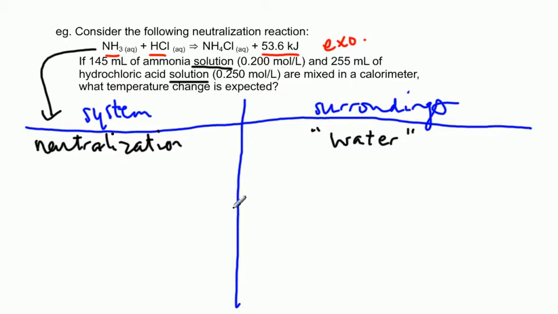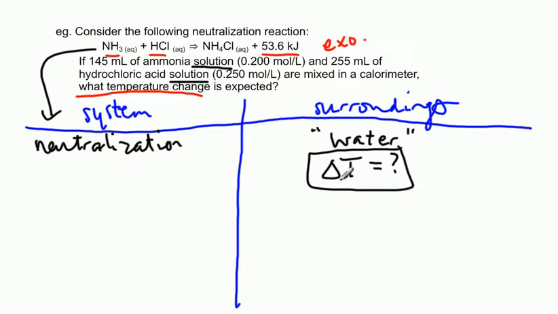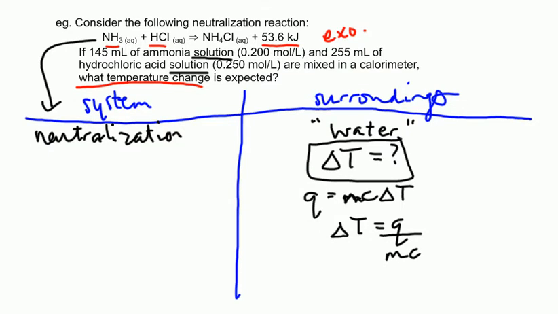This is different from our previous example because it's asking us what temperature change is expected. So we actually want to know what is delta T. That's the value that we're after. So we know from our equation Q equals MC delta T that delta T is going to be equal to Q divided by MC.